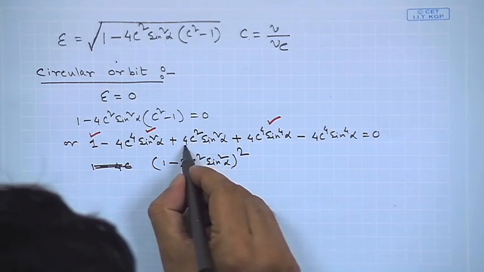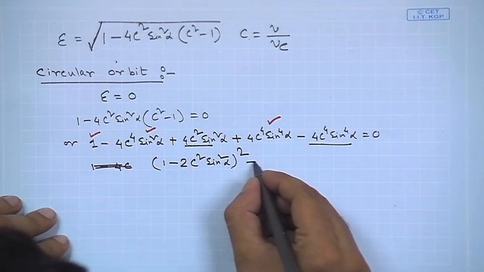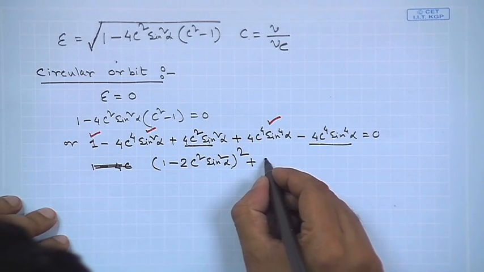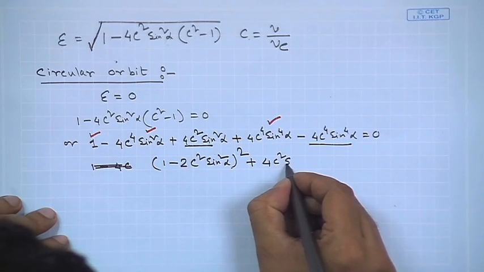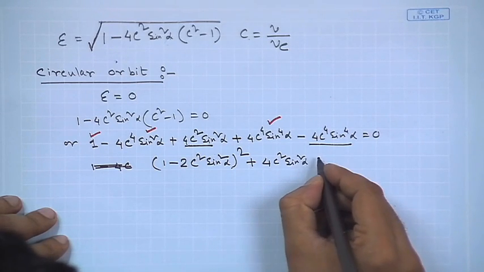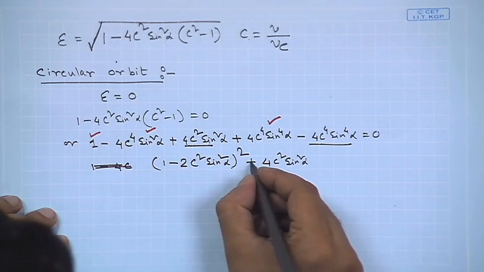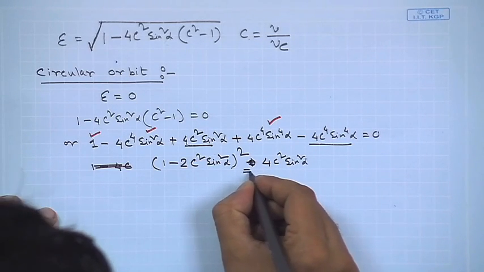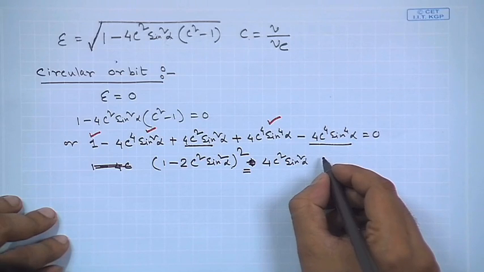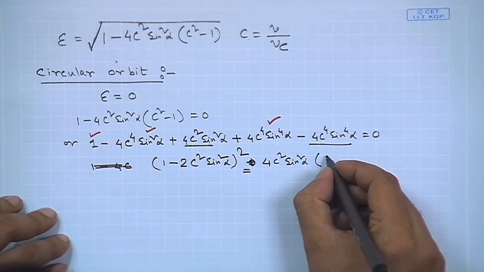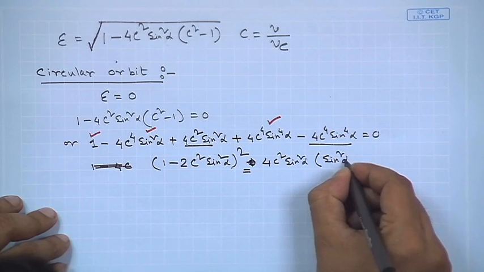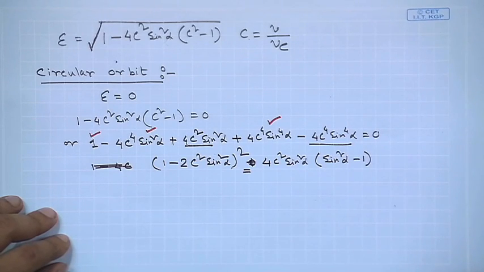And the other two terms in the expression, if we pair them up and take 4 c square sin square alpha common, or actually we can take them to the other side. If we do that, we get this sin square alpha, so it will give us sin square alpha minus 1, right.